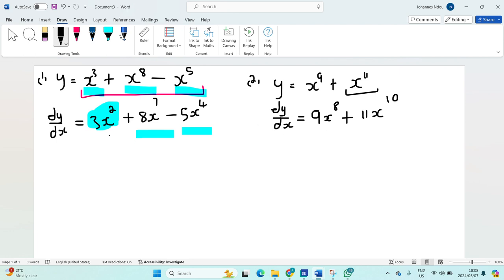So what you must know, when I'm given more than a single term and I have to differentiate, is to apply the rules of differentiation to individual terms. And in this case, I've got 2 terms, and this will be called a binomial.